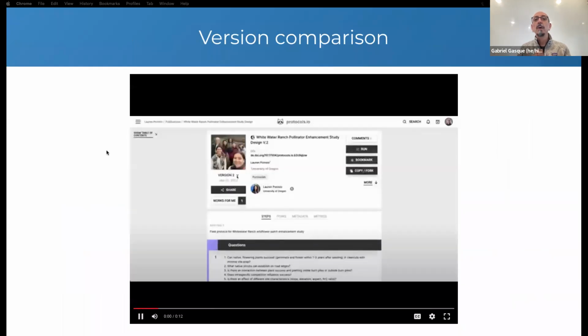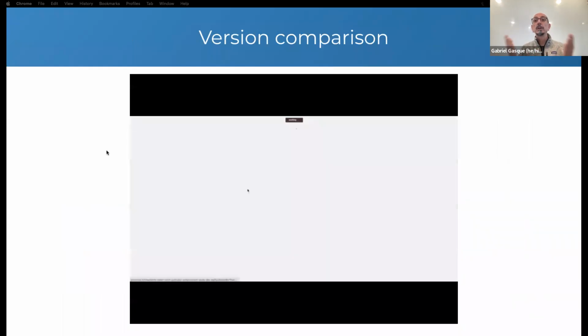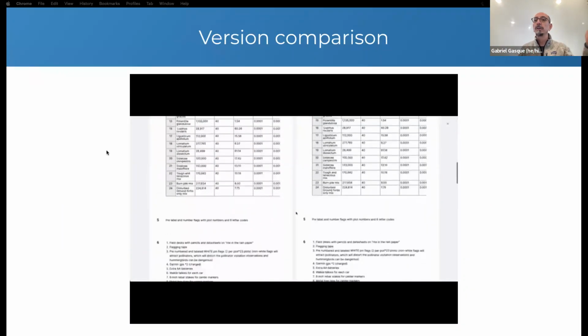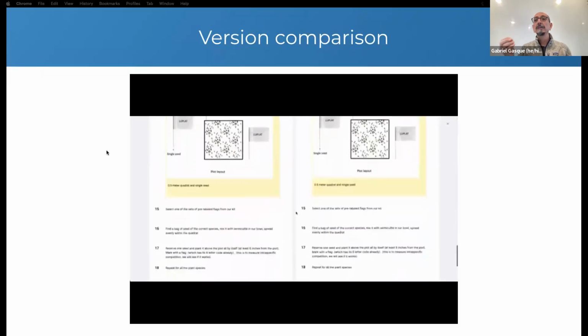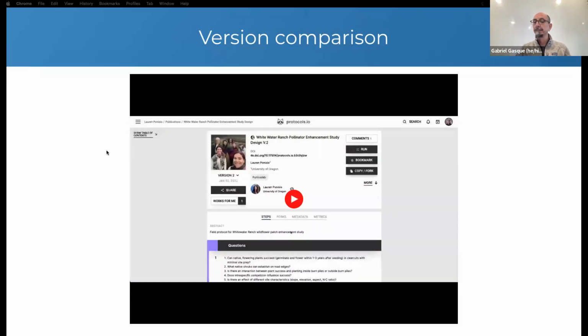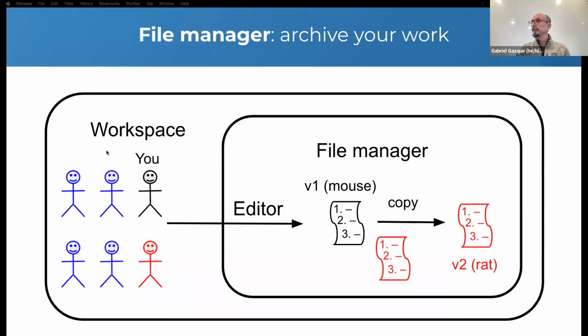The platform also allows you to compare two versions of the same protocol. In this case, the new version is to the left, and the changes automatically detected by the platform are highlighted in red. And even if a member of your workspace leaves, because for example, a graduate student graduates, the protocols will remain organized, up to date, and available in the file manager.